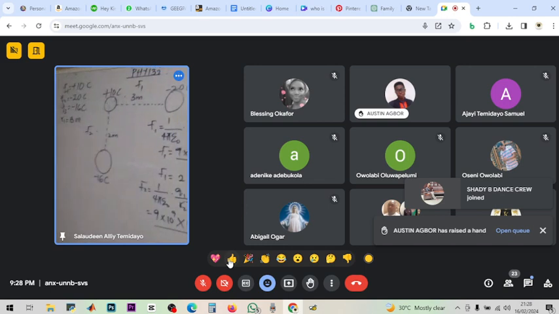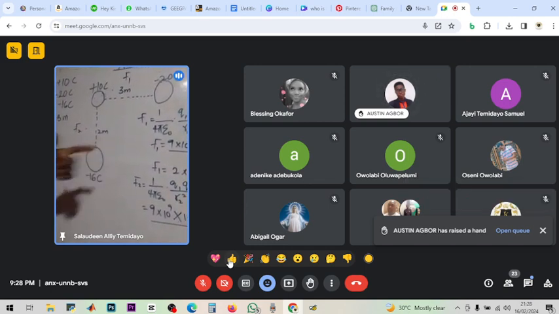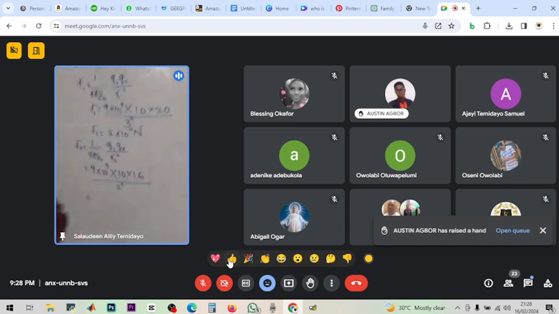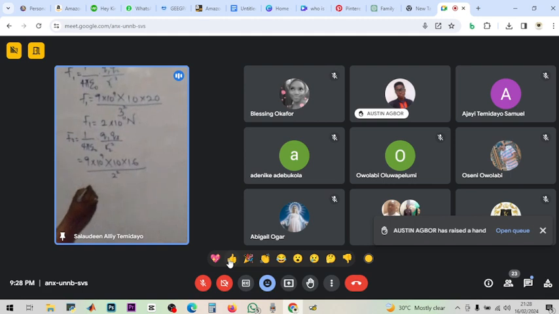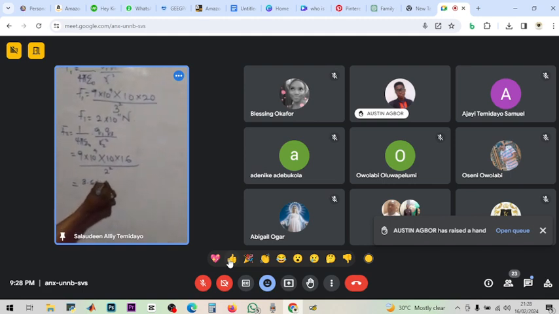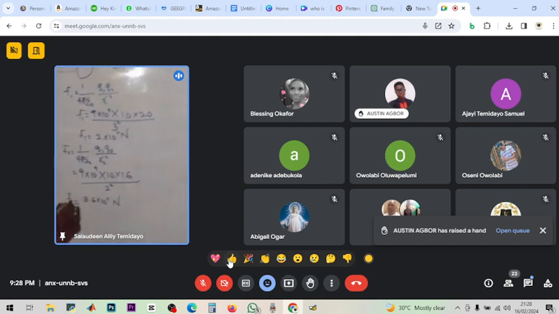Am I right, everyone? Yes. R is 2 here. You can just be showing with reactions. So 2 squared. That's what I'm having. So from this now, I'm going to have 3.6 times 10 raised to the power of 11. So 3.6 times 10 raised to the power 11 newtons.